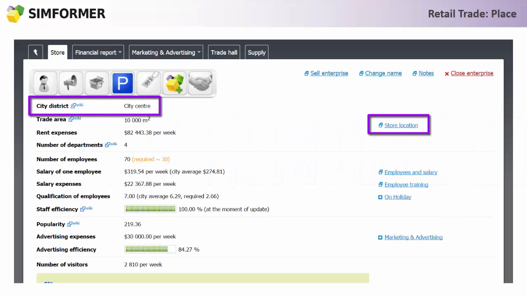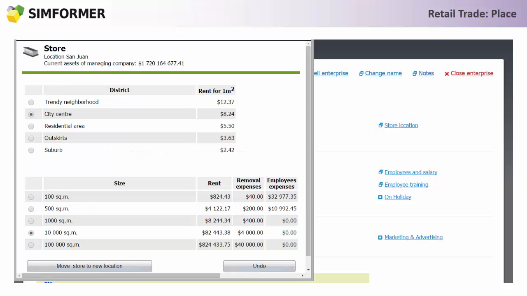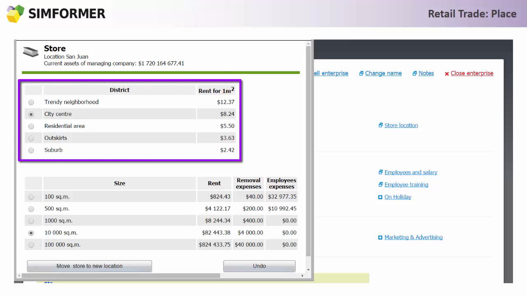The location of the store is very important. Where exactly your store is will provide you an opportunity to attract more visitors that can actually buy your goods. However, place itself is not the only criteria here, because the size of the store is also very important. So let's start with the location.